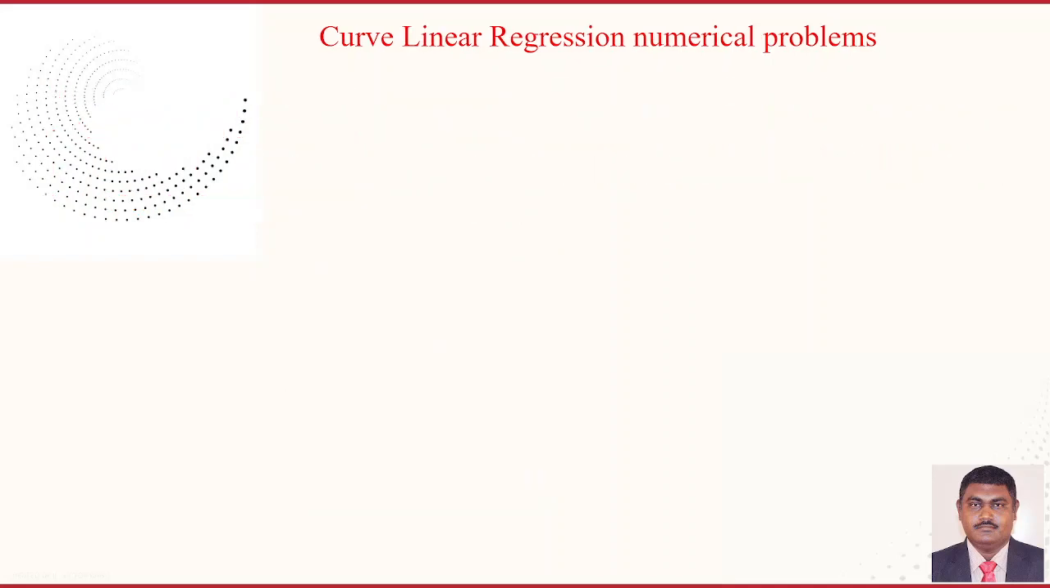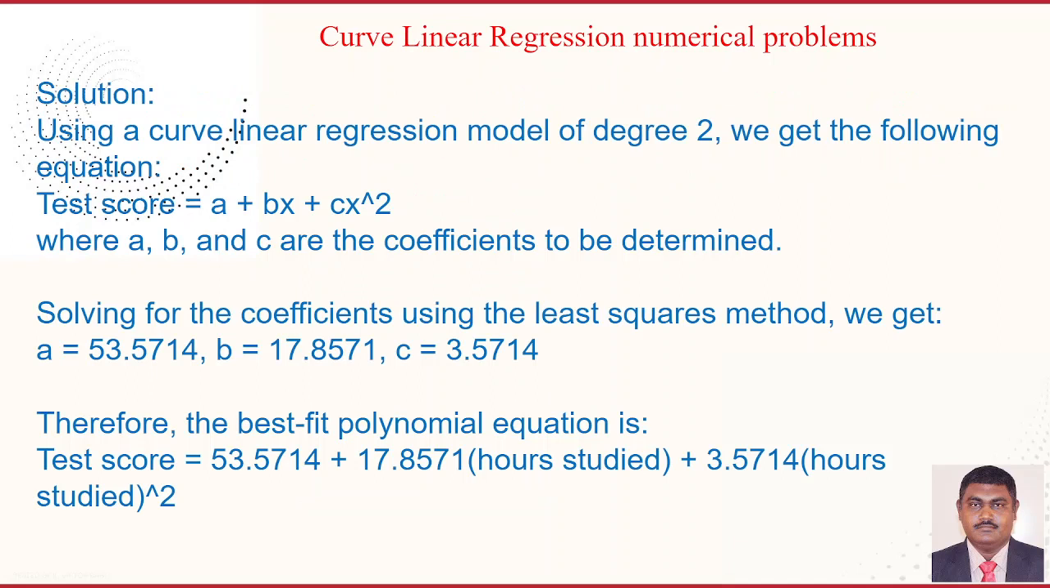Now let us see the solution. Using a curvilinear regression model of degree 2, we get the following equation. The test score is equal to a + bx + cx^2, where a, b and c are the coefficients to be determined. So we solve for the coefficients using the least squares method. There are several methods, but this method is best suited here. Using the least squares method, we get these coefficients directly.